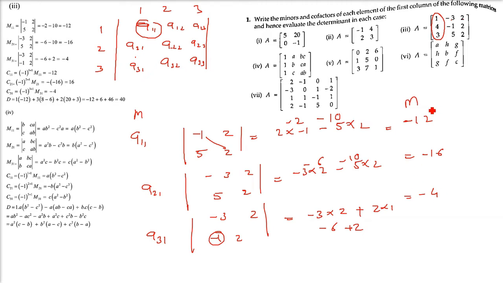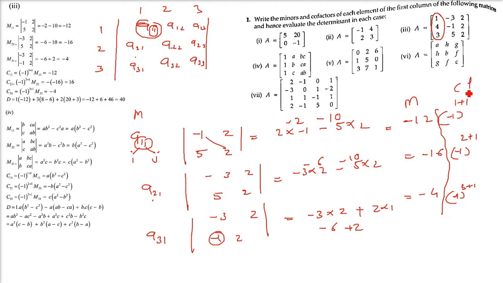These are the minors. In order to find out the cofactor, we have to take the row and column numbers and raise -1 to the power of their sum. That is the thing you have to do. So, -1 to the power i plus j: -1 to the power 1 plus 1, -1 to the power 2 plus 1, and -1 to the power 3 plus 1. So, only one sign will change.